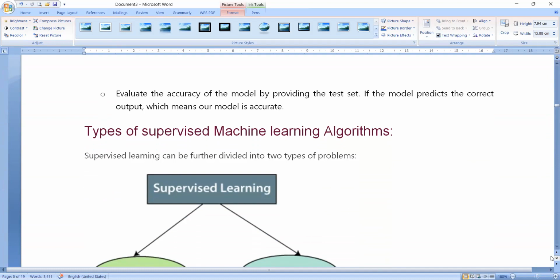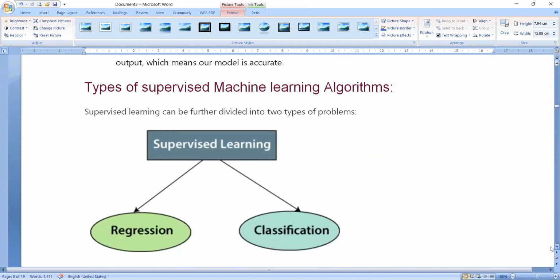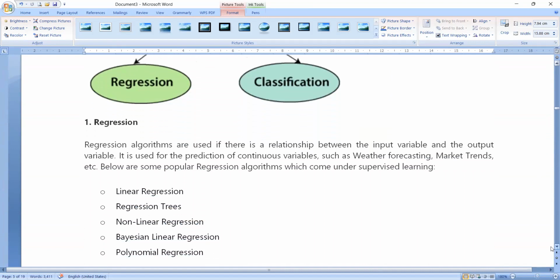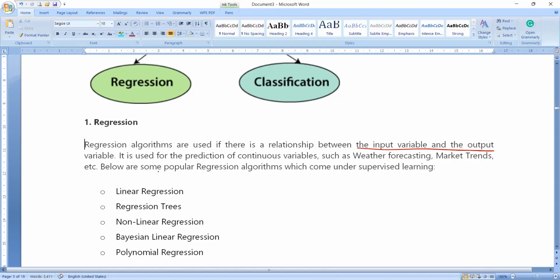Next, there are types of supervised machine learning algorithms, broadly two classifications. The first one is regression, and the second one is classification. Regression algorithms are used if there is a relationship between input variables and output variables. If there is any relation between input and output variables, then we use a regression technique. It is used for the prediction of continuous variables such as weather forecasting, market trends, etc.